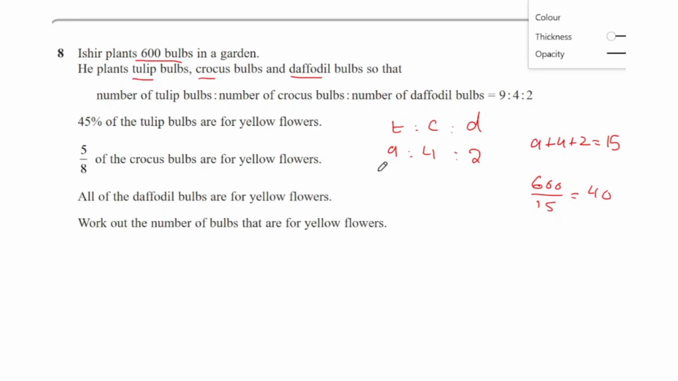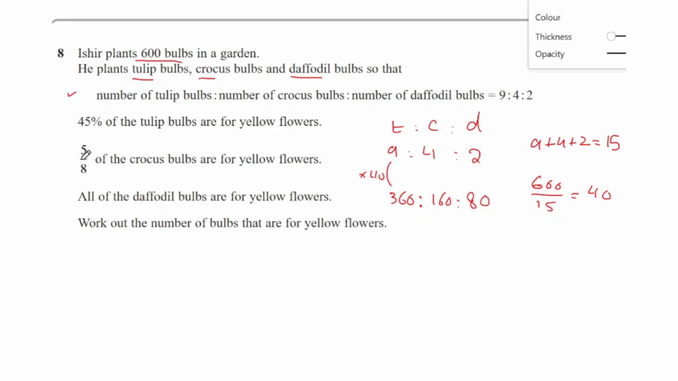If we multiply everything by 40 here, we'll get 360. We are multiplying every number by 40. So 4 times 40 is 160 and 2 times 40 is 80. So these are the tulip bulbs, crocus bulbs, and daffodil bulbs. So that will be in this ratio. Okay, we're done up to here.